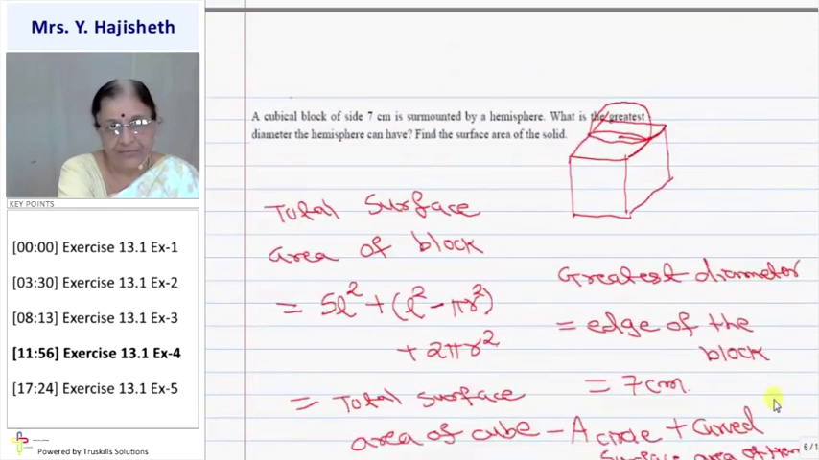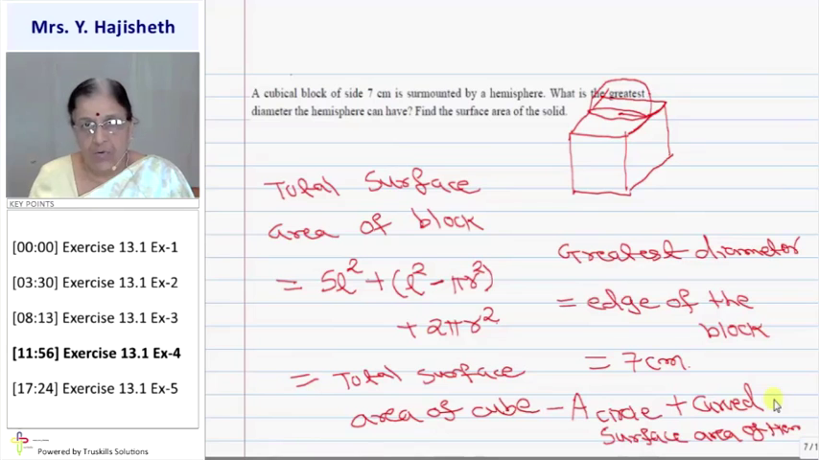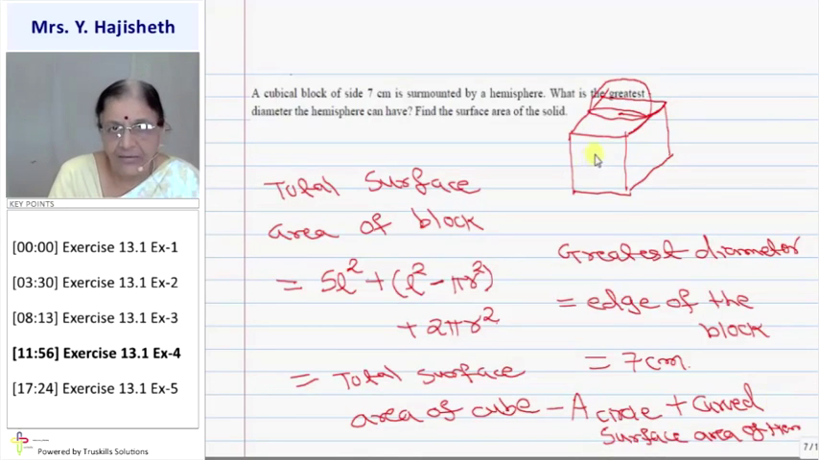Now see this figure. A cubical box of side 7 centimeter is surmounted by a hemisphere. What is the greatest diameter the hemisphere can have? And find the surface area of the solid. Now here the figure will be like this.